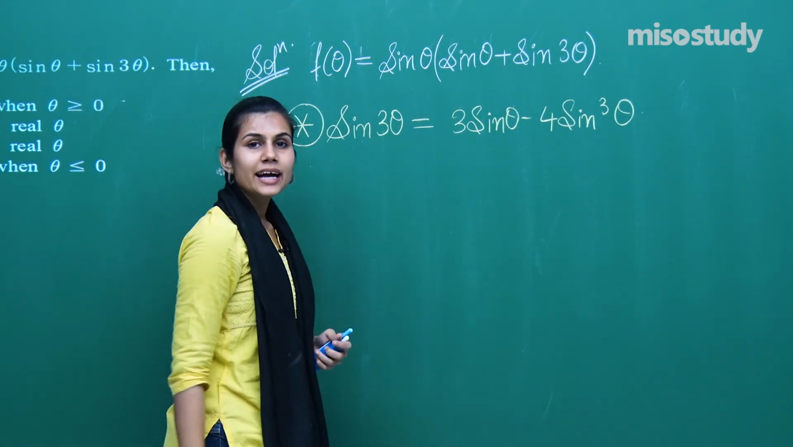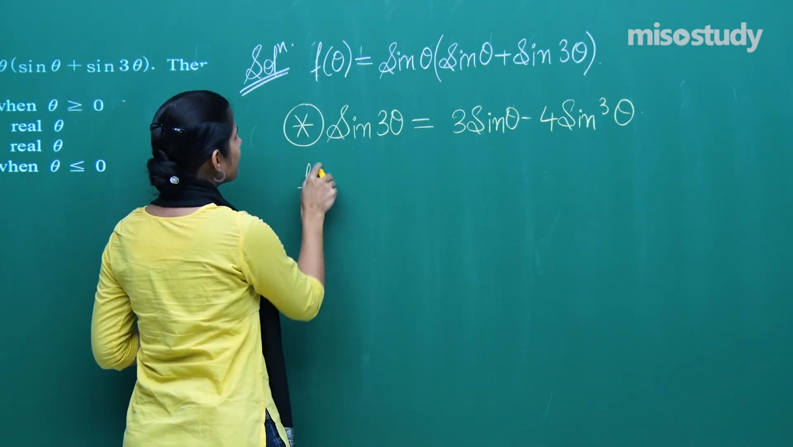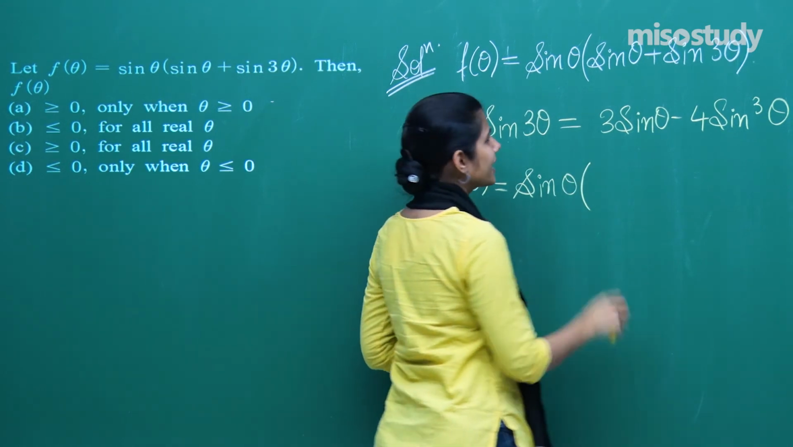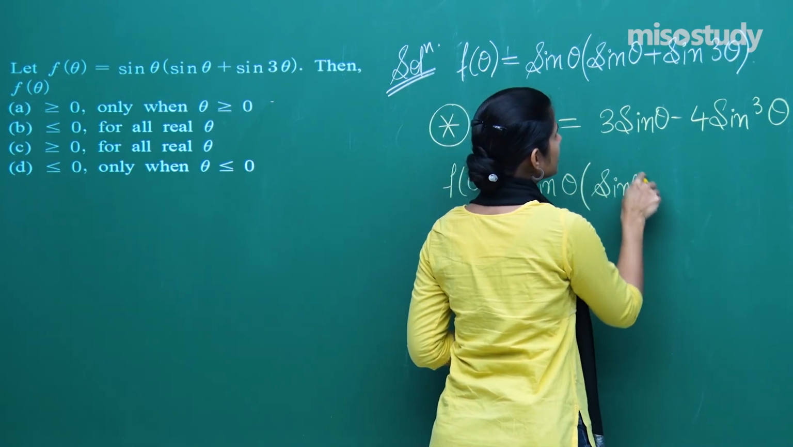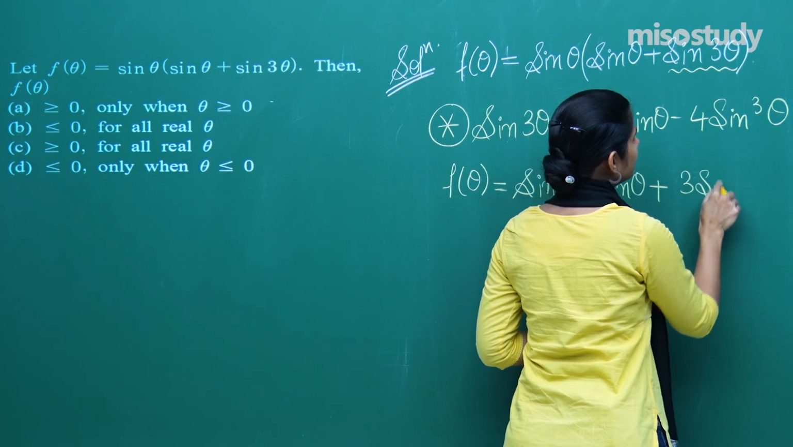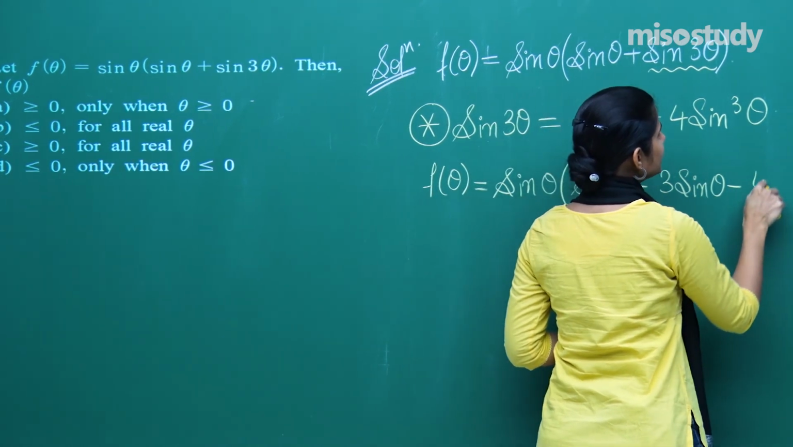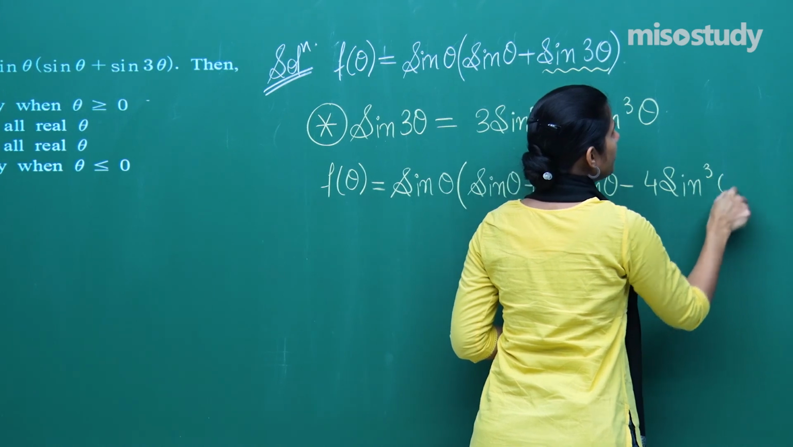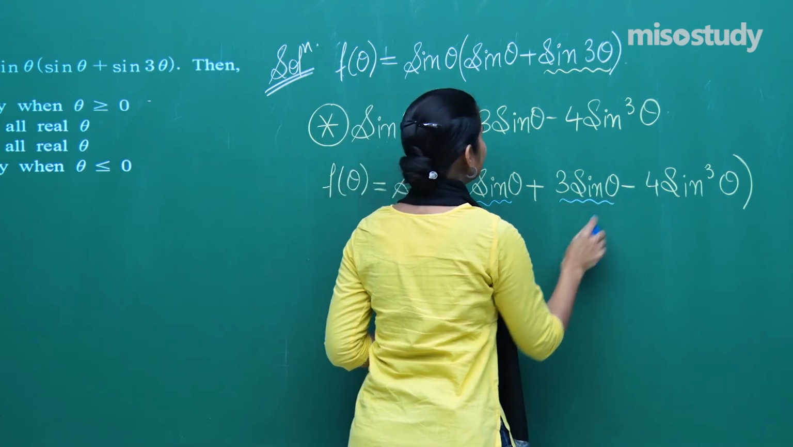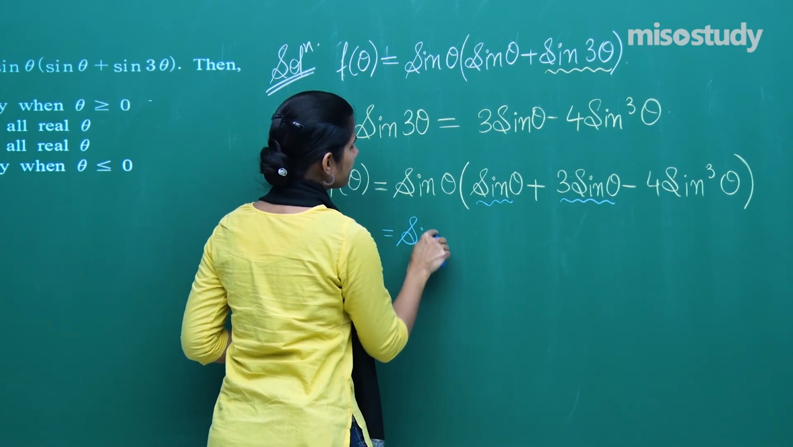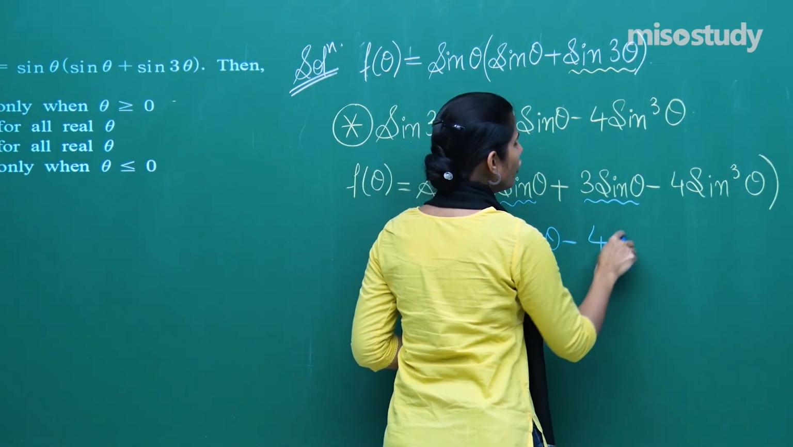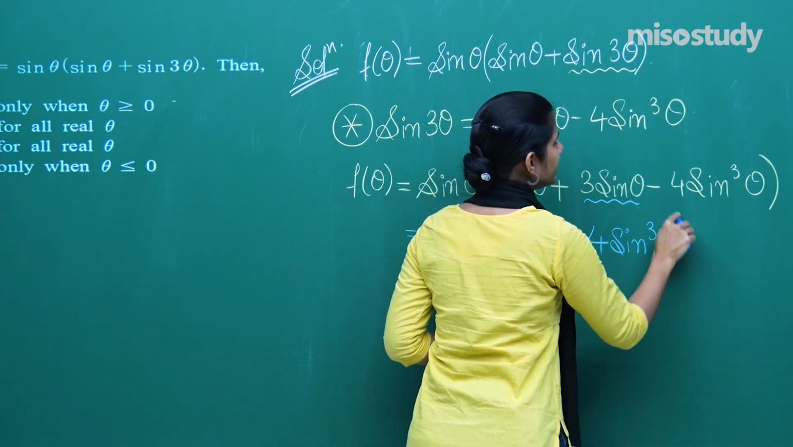If I use this identity over here, I get my f of theta is sine theta. Inside the bracket, I already have 1 sine theta, copy it, plus use the identity over here. You get 3 sine theta minus 4 sine cube theta. And now you have sine theta plus 3 sine theta give you 4 sine theta minus 4 sine cube theta.